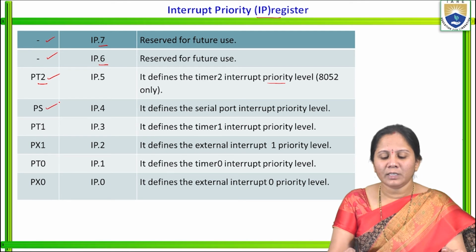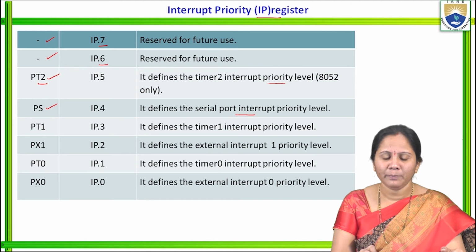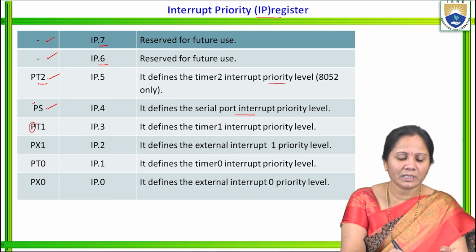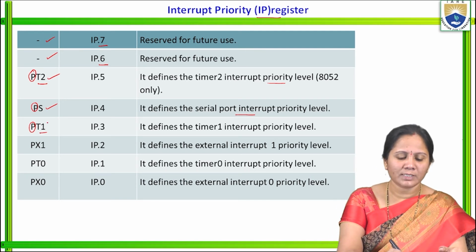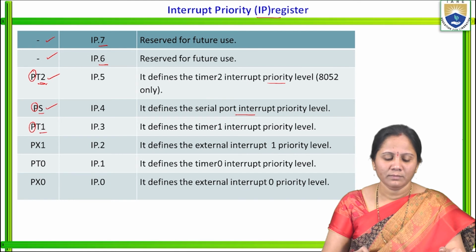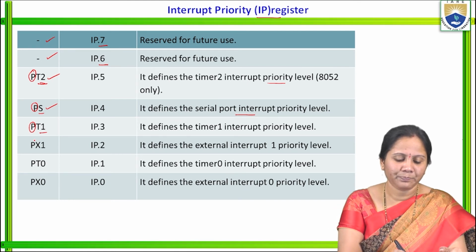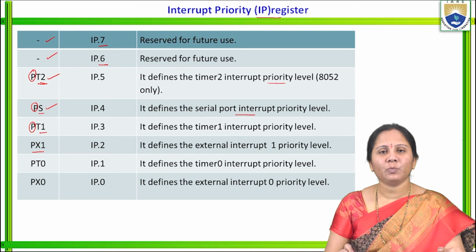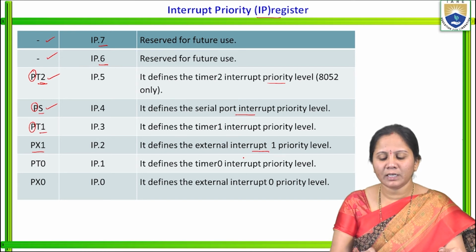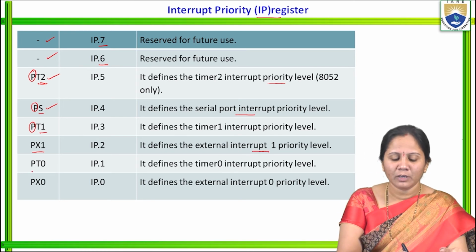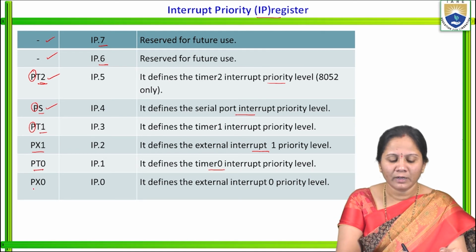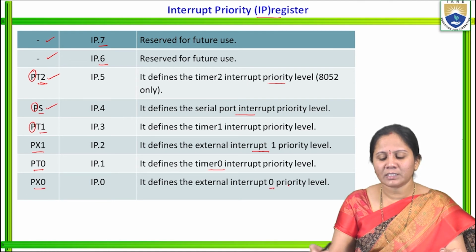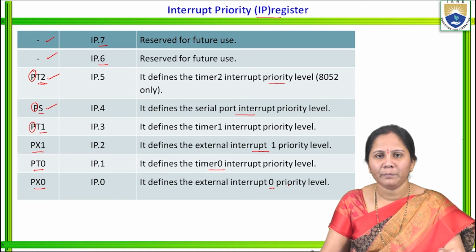PS means that particular bit is used to define the serial port interrupt priority level. For all these, the first letter P represents that it is used to set the priority, and the second word says the type of the interrupt. This is PX1, which defines the external interrupt 1 priority level. PT0 defines the timer 0 interrupt priority level, and PX0 defines the external interrupt 0 priority level.